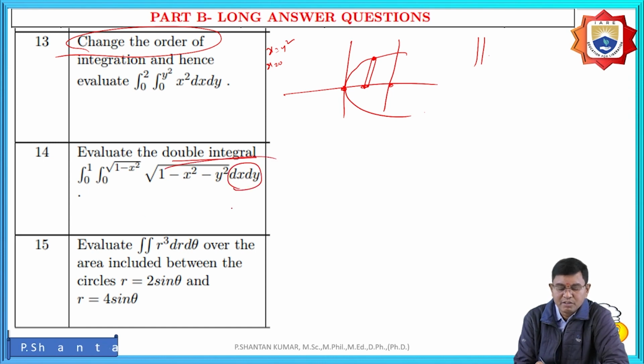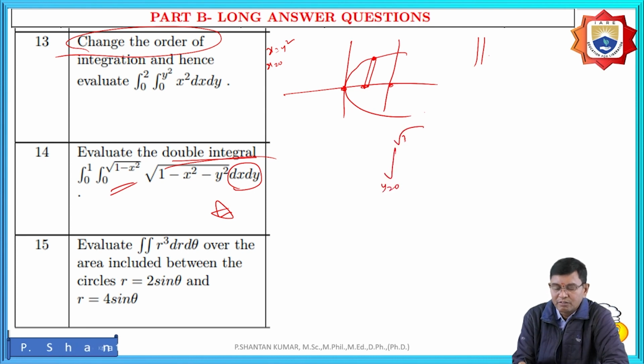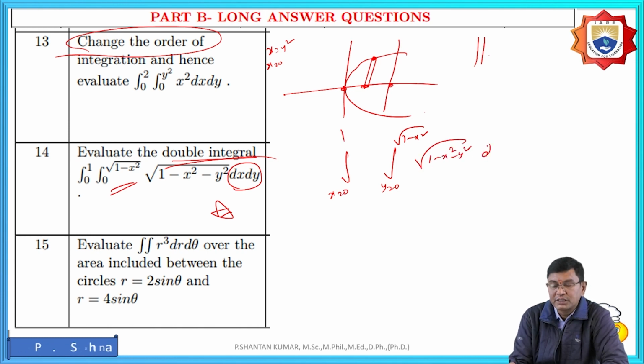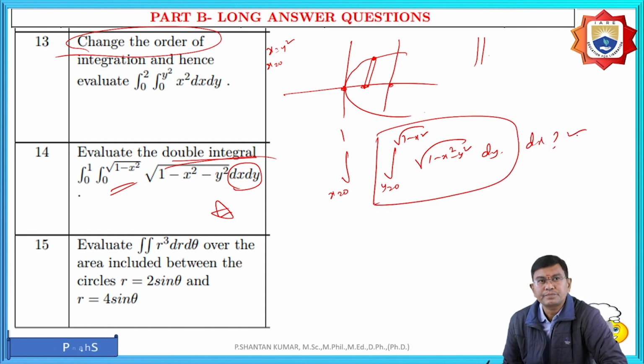Here in the problem we need to observe properly, because it is given in terms of x, we need to assume that y is equal to 0 to root of 1 minus x square, and again the x limits are 0 to 1, the integrand root of 1 minus x square minus y square, first integrating with respect to dy, and again after that with respect to dx, and find the solutions.